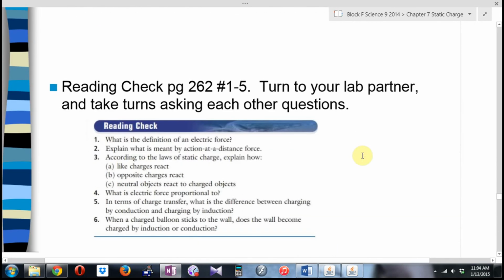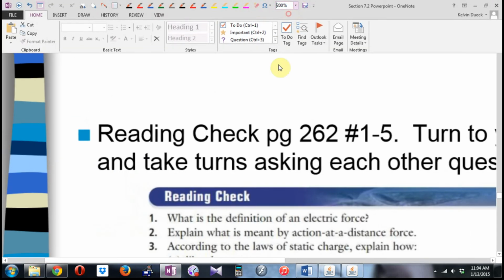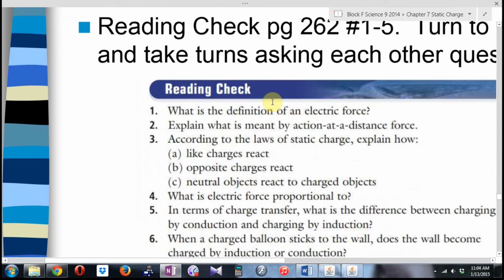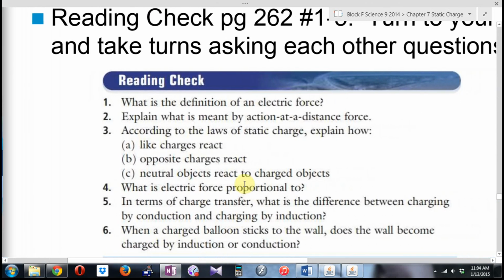I wrote down here, reading check, page 262, numbers 1 to 5. Turn to your lab partner and ask yourself the following questions. If you don't have your textbook here, I'll make this nice and big. So turn to the person next to you, and I think everyone has someone next to them except for Aiden. So I'm going to ask Aiden the questions myself. Take about 5 minutes.